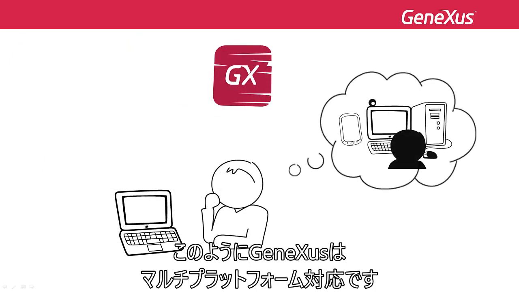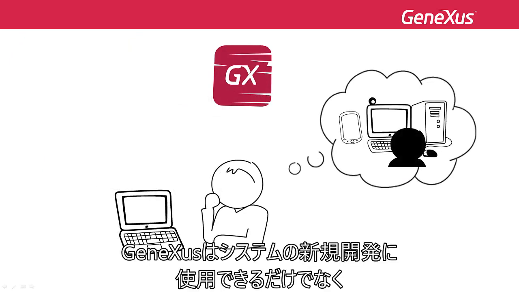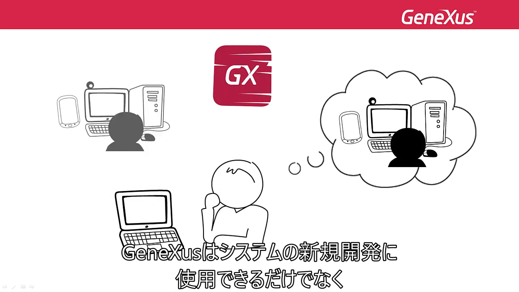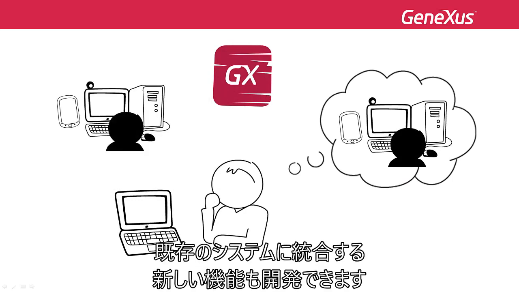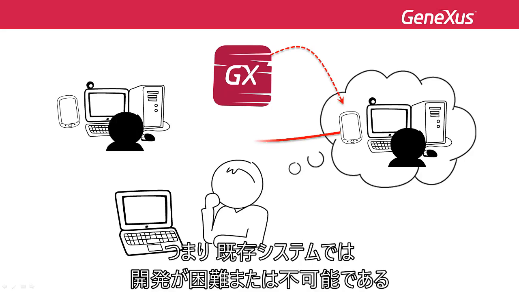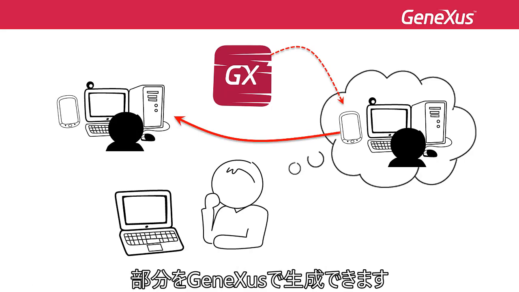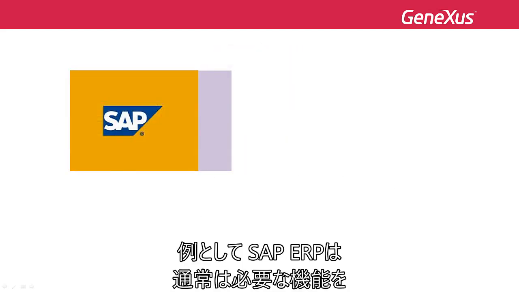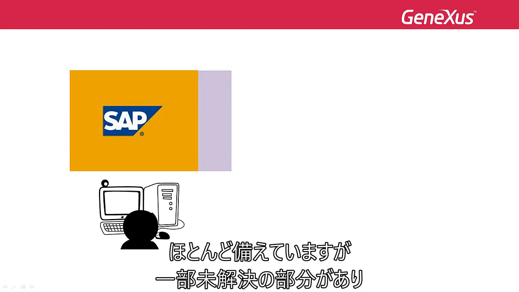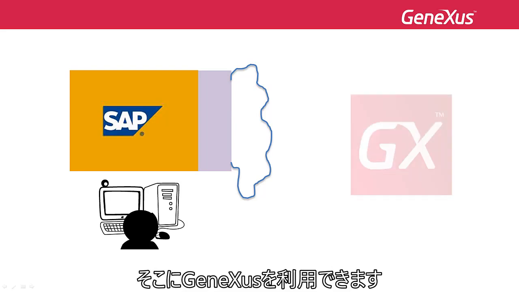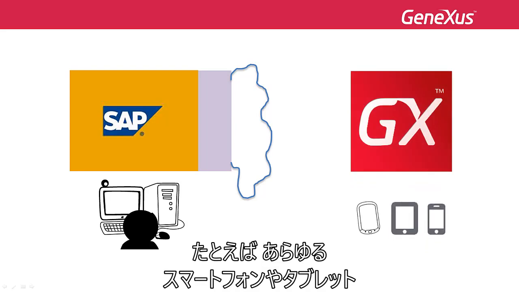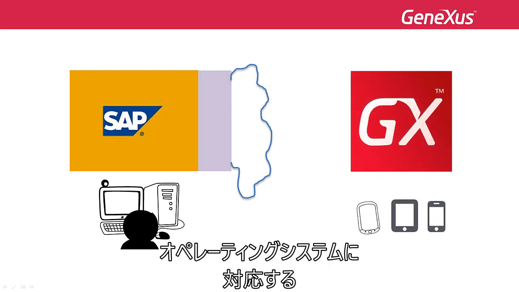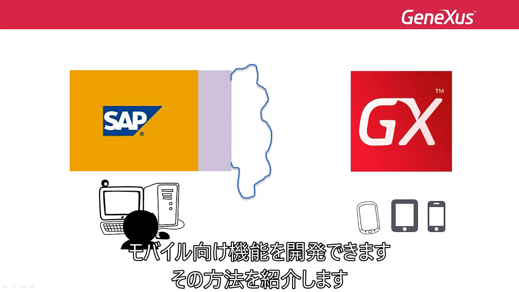But not only will you be able to use GeneXus to develop systems from scratch, but you'll also integrate new developments into existing systems. In this case, GeneXus helps create portions that are difficult or impossible to develop in the base system. This is the case of SAP ERP, which usually covers most of the functionalities of the reality for which it's implemented, but leaves some of them unsolved. That's where GeneXus comes in. For example, to develop a mobile portion for any type of phone or tablet, and for any operating system.